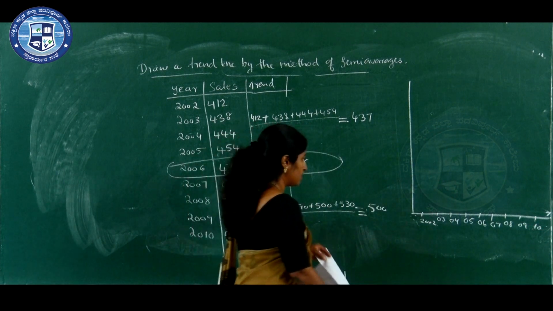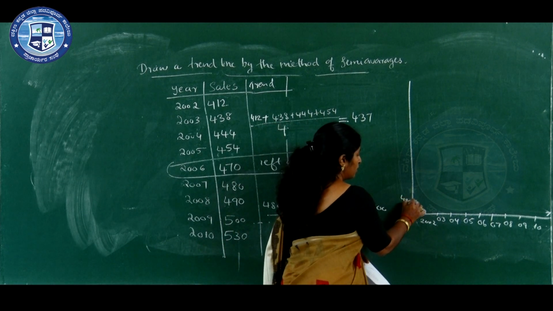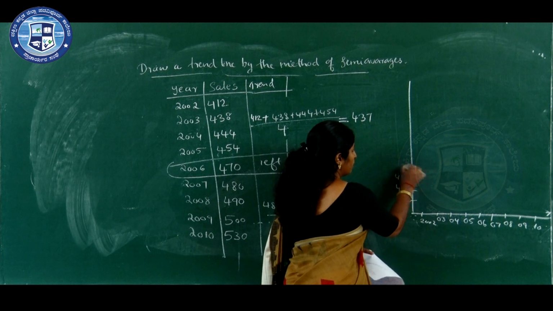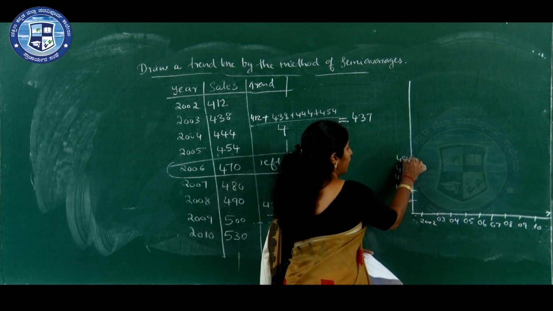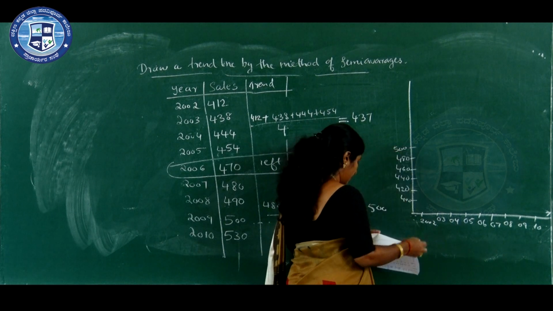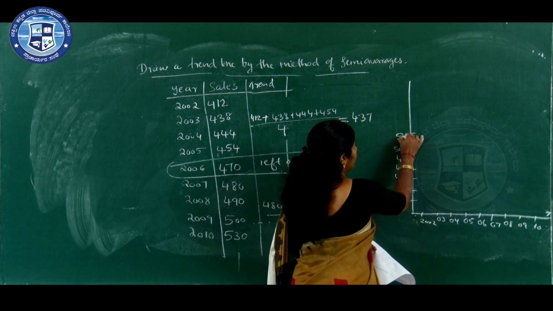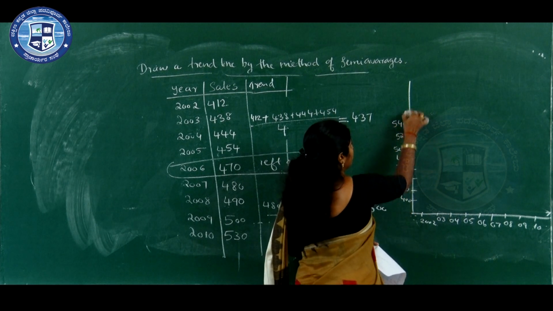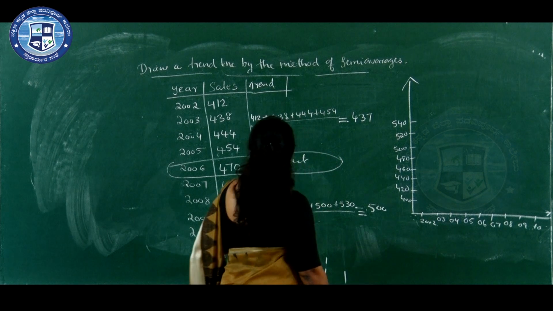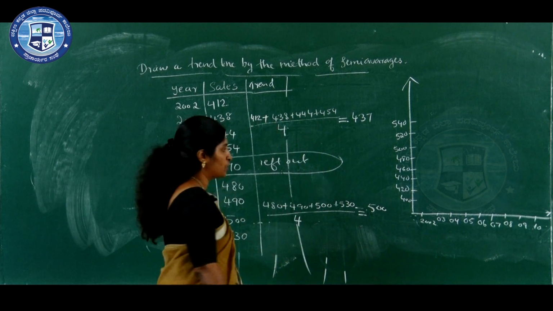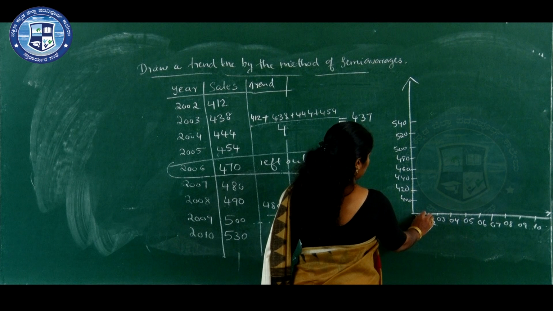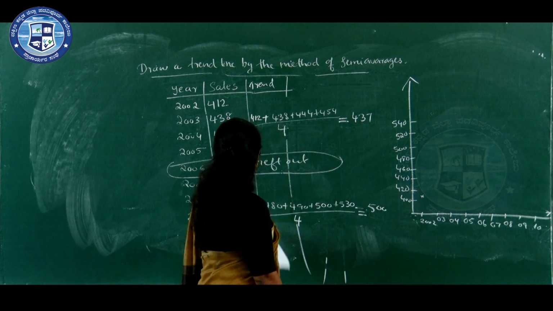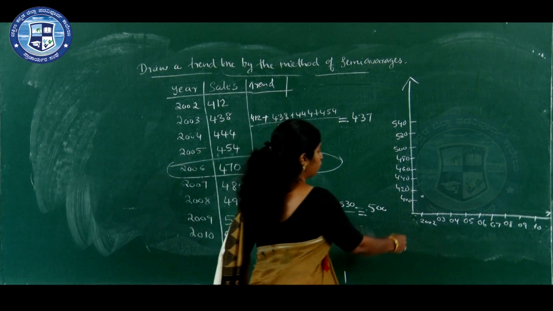Along the y axis mark 400, 420, 440, 460, 480, 500 till 540: 500, 520 and 540. Now, mark the values. 2002 corresponding is 412, and 2003 corresponding value is 438.